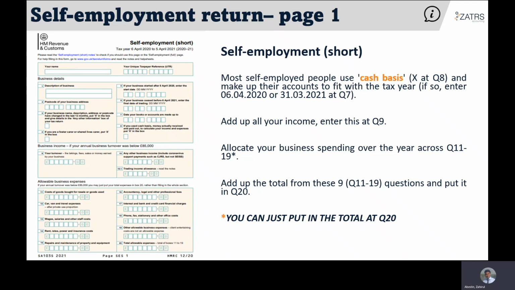Now, if you do the online return, they tend to offer you the chance to put in the total, but if you want, you have the option to do it box by box as it's laid out there in the different categories on the form. Obviously, the total is a lot simpler and most people just use that.